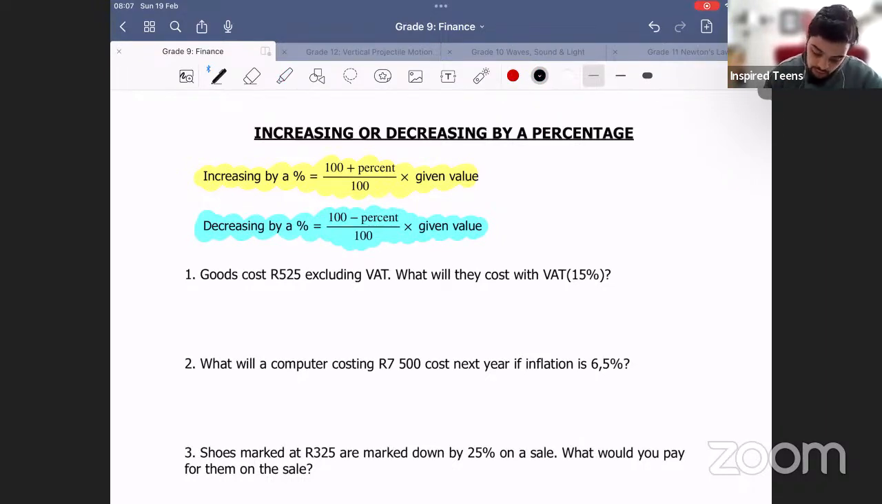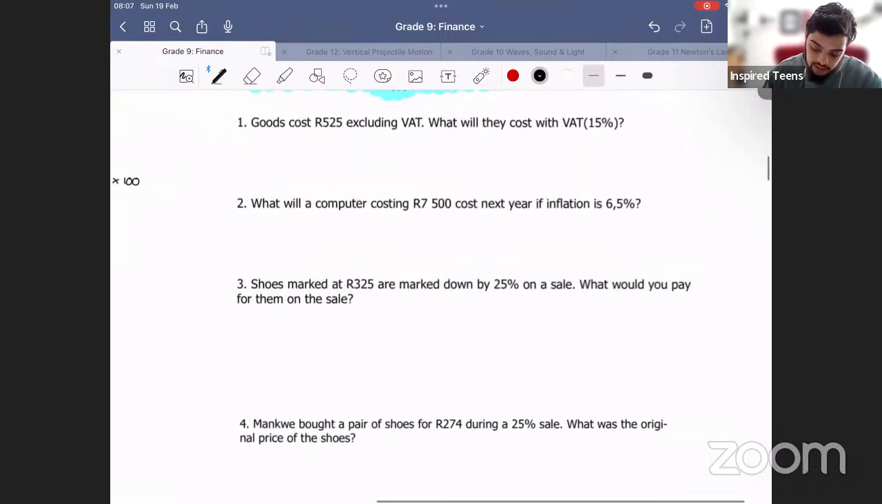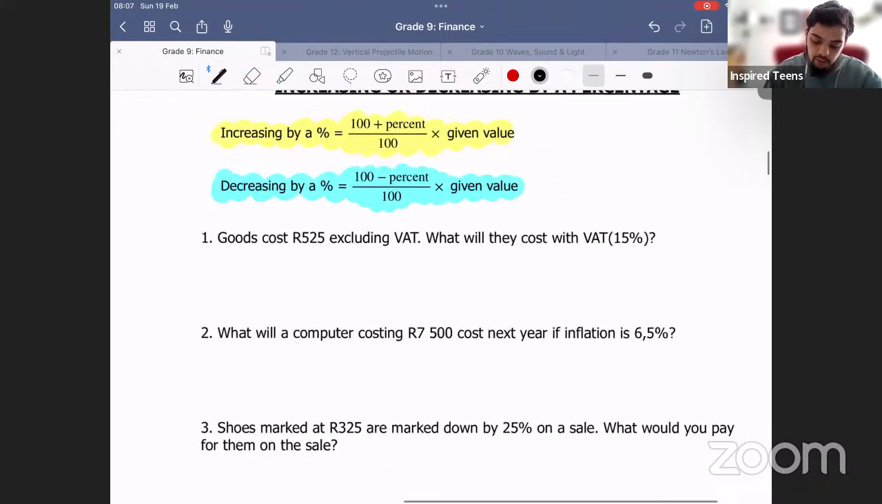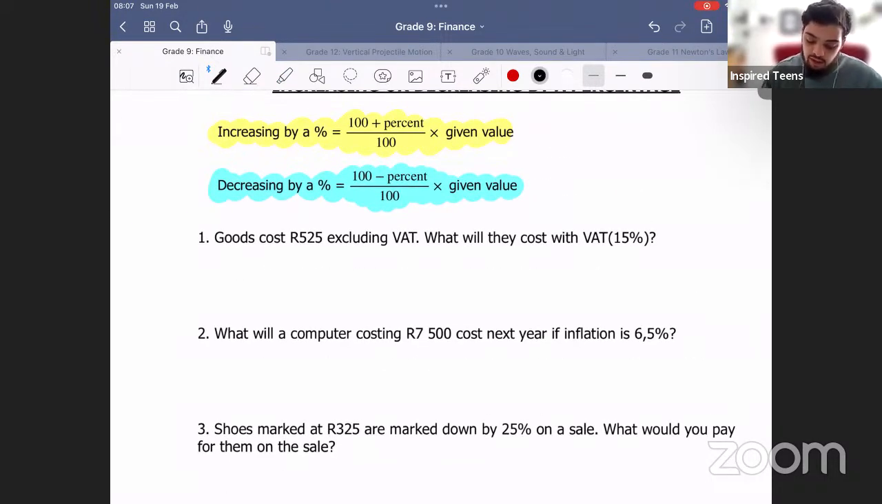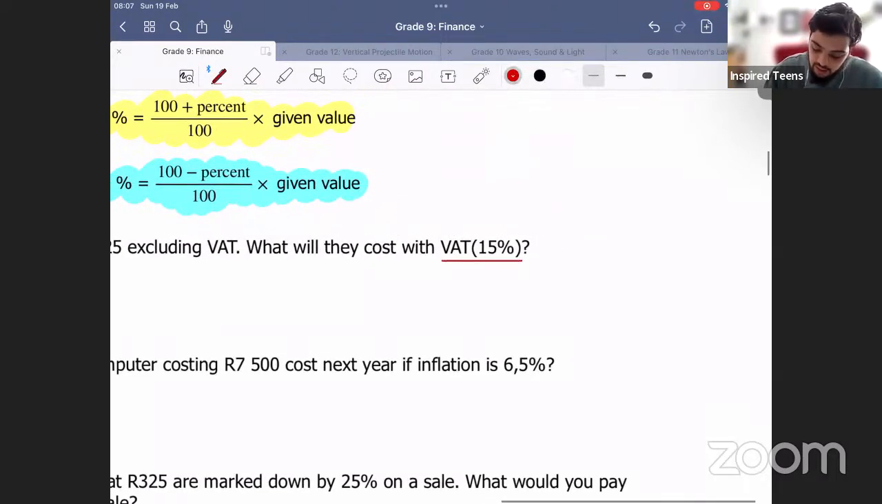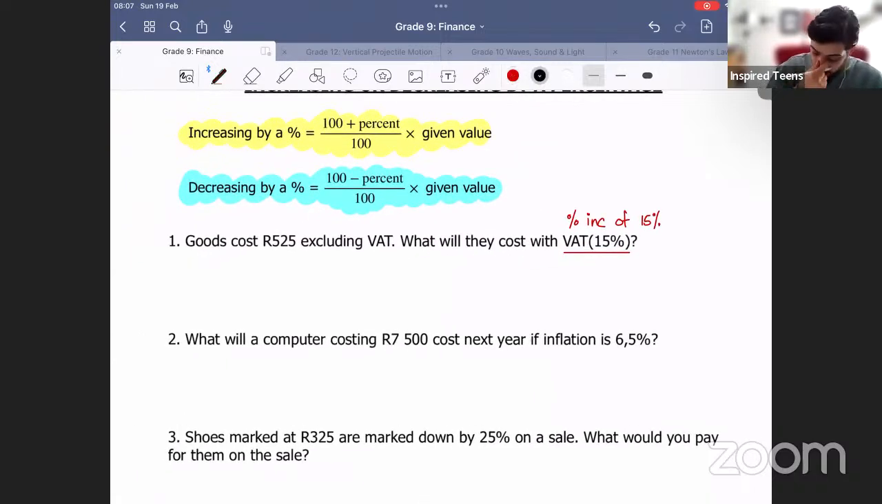Let's do an example. Let's just do two of these, an increase and a decrease. Goods cost 525 excluding VAT. What will they cost with VAT? When they say with VAT, VAT is a percentage increase. You have to increase that price. It's a 15% increase. So what is the method? 100 plus the percentage, divided by 100. So 100 plus 15, or just 15 divided by 100, multiplied by 525.